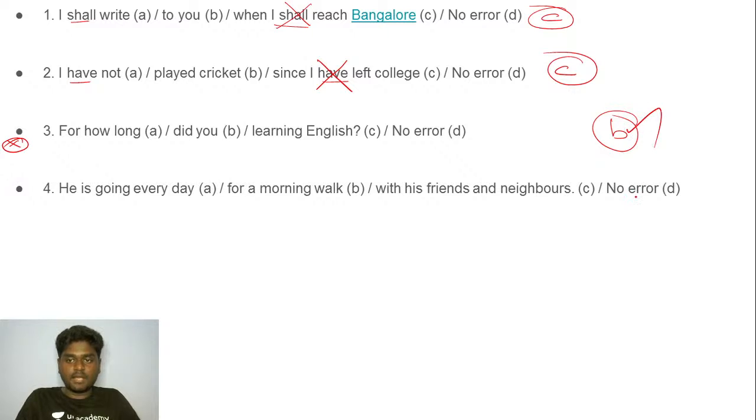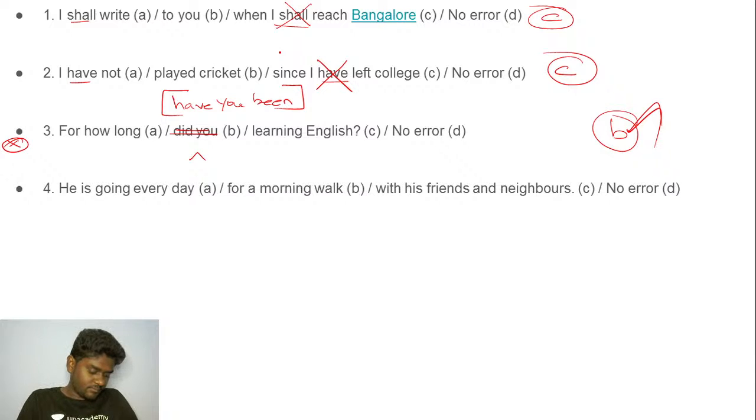If I say the error is with part B, it should be like, for how long, if I remove this did you, and if I insert have you been, for how long have you been learning English? Perfectly fine. For how long have you been learning English? Perfectly fine. Clear? So the error is with option B and not with option C.